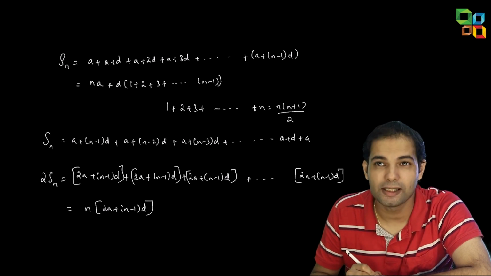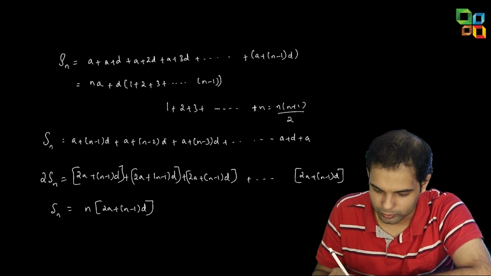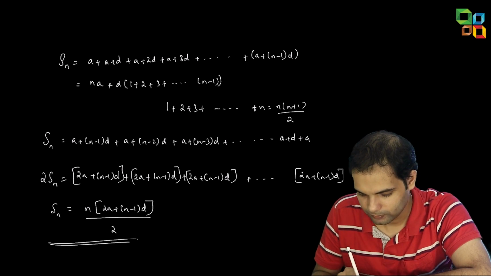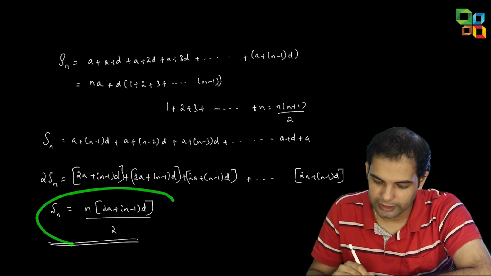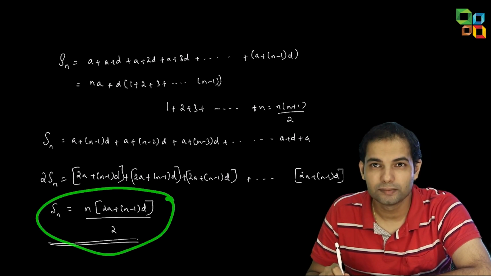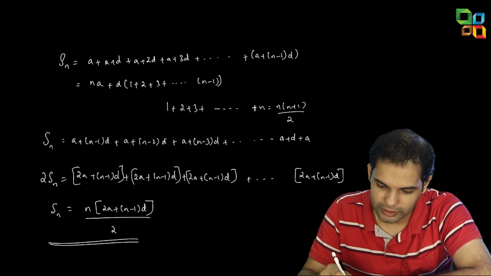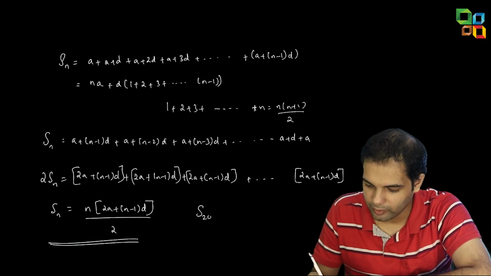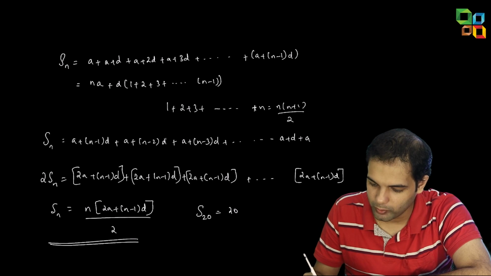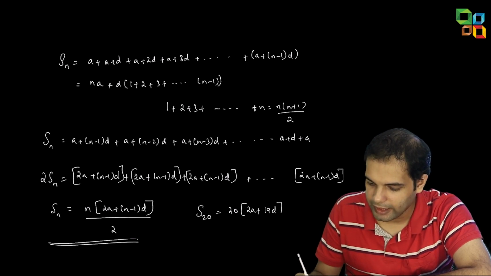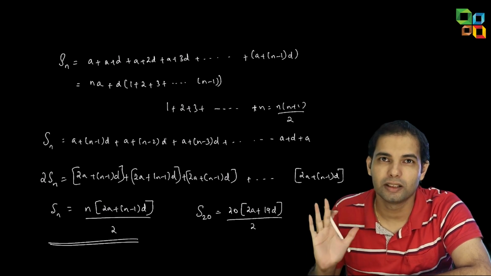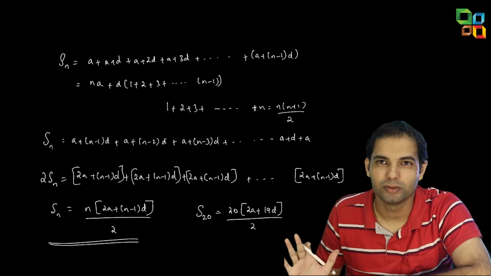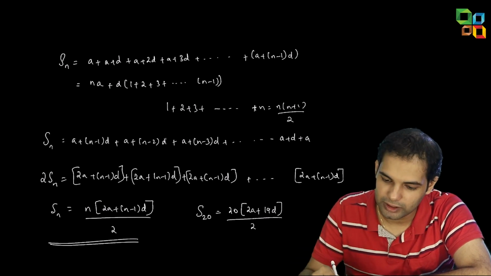But this is twice Sn. So I'll simply divide by 2. So this is the formula. Just to note, any sequence is given, you just have to see how many terms. For example, if they ask you 20 terms, then where there is n, you put 20. So 2a plus 19d. A and d you will get in the sequence only. A is the first term, d is the common difference. You'll just get the sum. That's it. Nothing much to do. That's why it's a generic formula.